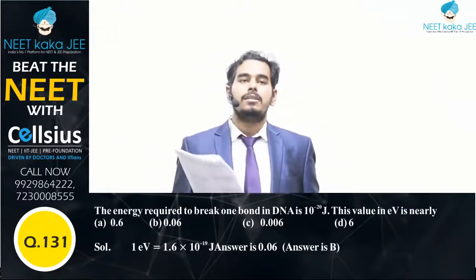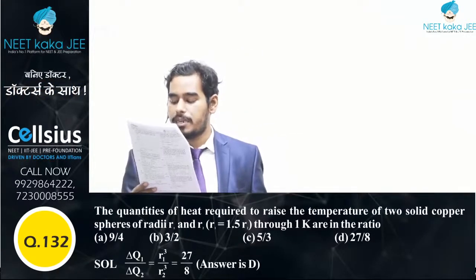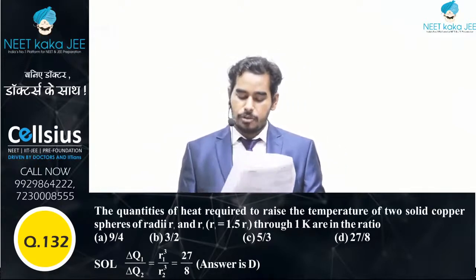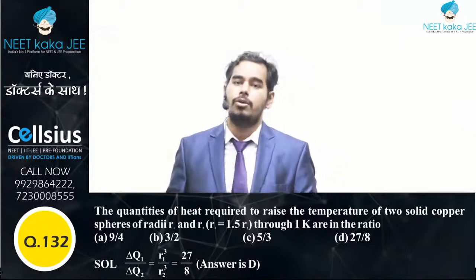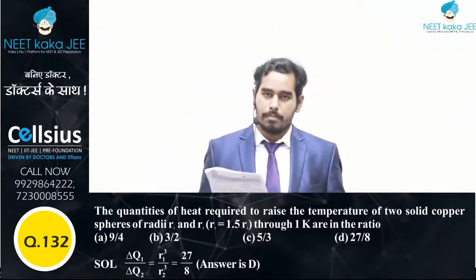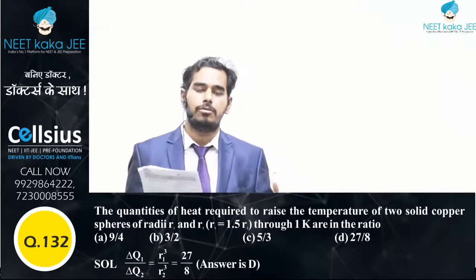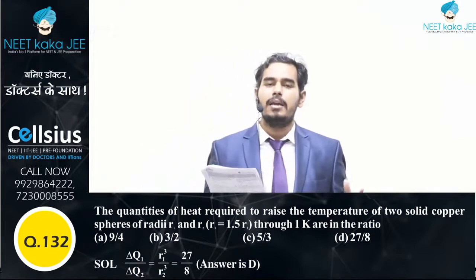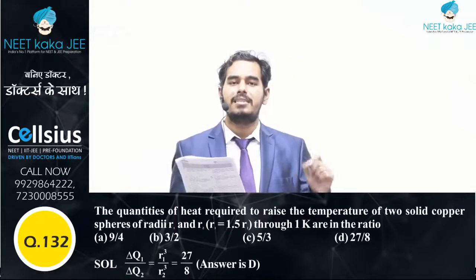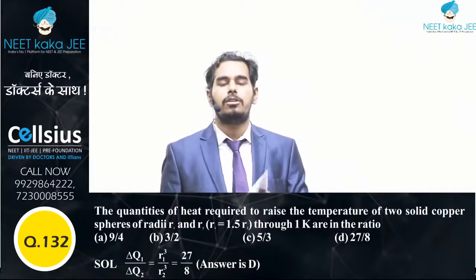Now the next question states that the quantities of heat required to raise the temperature of two solid copper spheres of radii R1 and R2, where R1 is 1.5 R2, through 1 Kelvin are in the ratio? Now you already know that delta Q1 by delta Q2 is m1 s1 delta T1 upon m2 s2 delta T2, and delta T is the same. Because they are of the same material, s is also the same. Now mass is density into volume, and because the materials are the same, the densities are also the same.